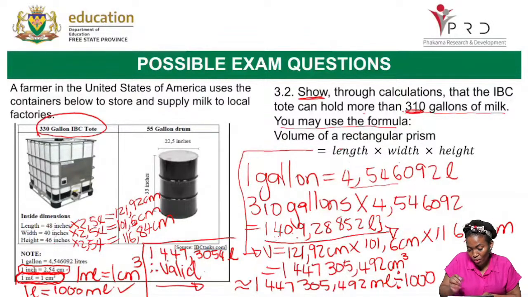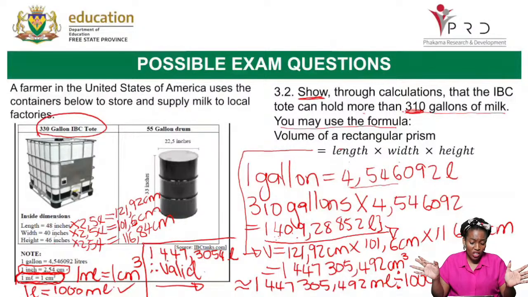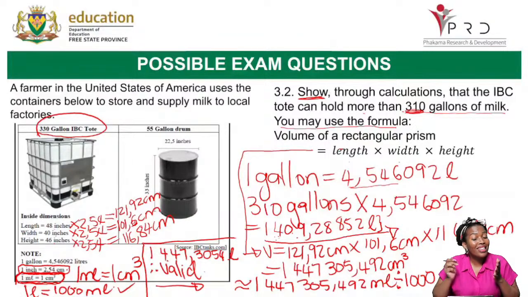We show that it is more than the 1409 liters. This one is a higher order question. It's a bit complicated, but unfortunately, these are the questions that we cannot avoid because they are there in the exam and we are expected to answer them. So you do it in smaller chunks. You start with your conversions. See what it is that you can convert depending on what is given to you.